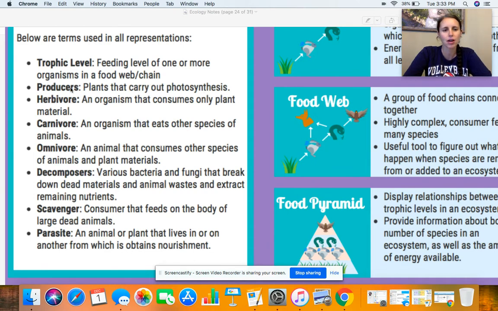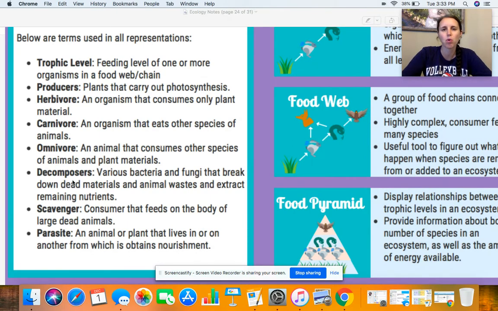Then we have our herbivores. You've probably heard of this term before too. An herbivore is any organism that consumes only plant material, so plant eaters. Carnivore is an organism that eats other species of animals. And an omnivore, that's an example of humans. Omnivores are animals that consume other species of animals and plant material. So omnivores eat both plants and animals.